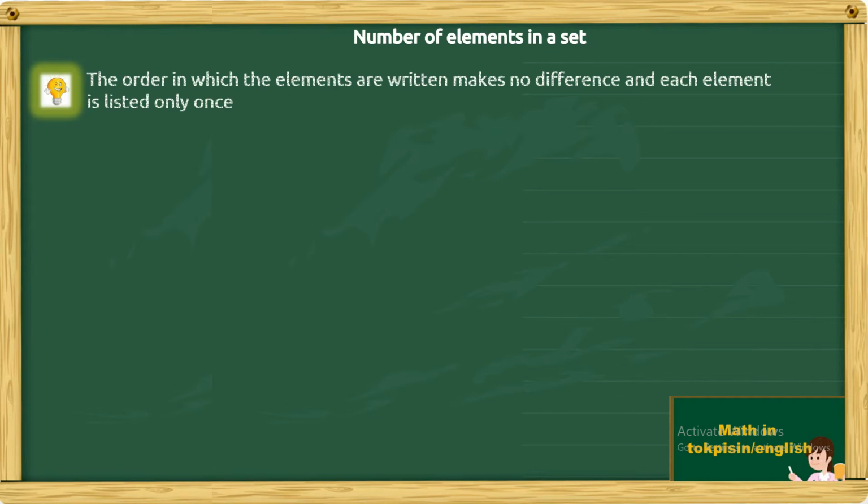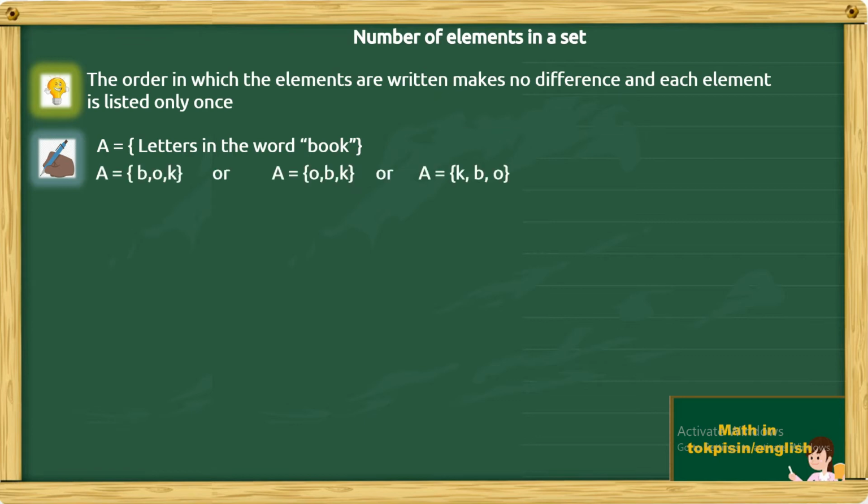First point: the order in which the elements are written makes no difference, and each element is listed only once. To explain this point, let's look at one example. A is equal to the letters in the word book. Inside this word book, you get two letter O's, but when you list the elements, you write letter O only once. So you get A is equal to the set B, O, K.